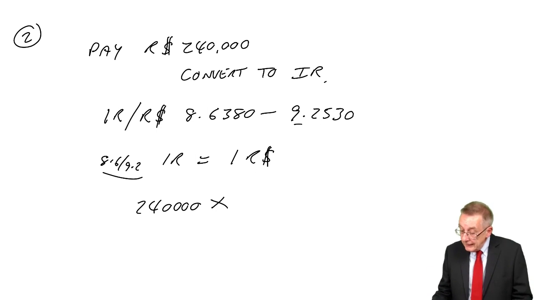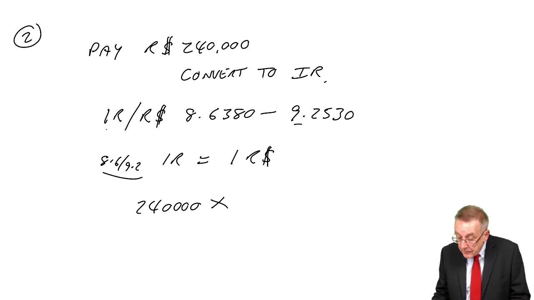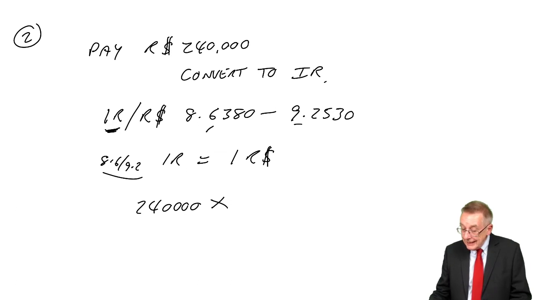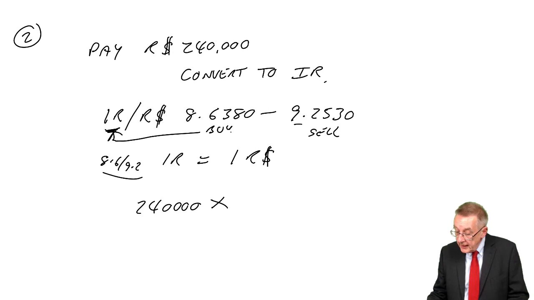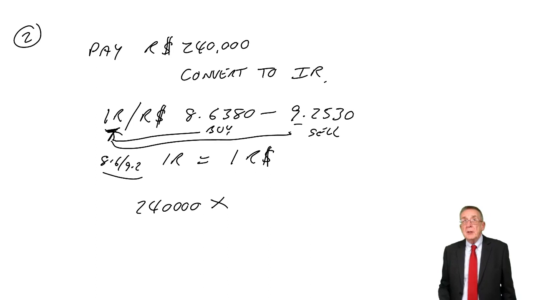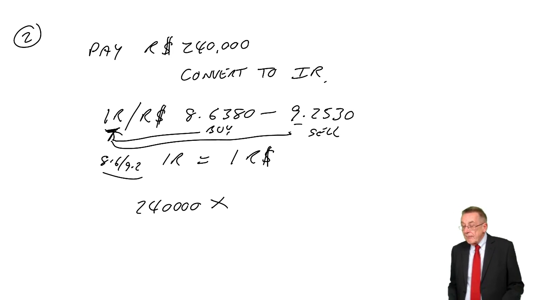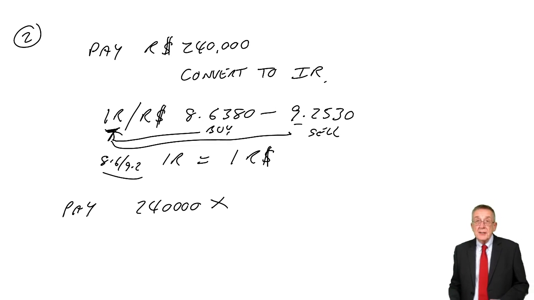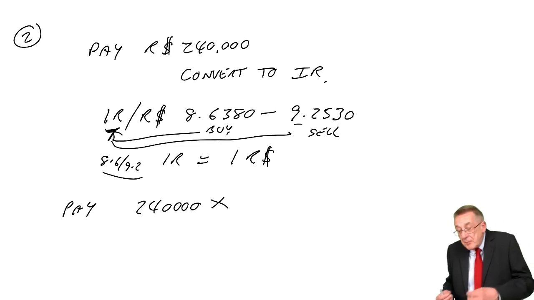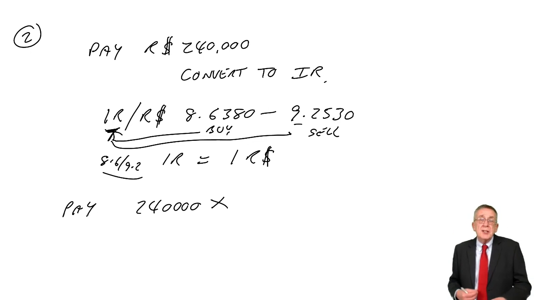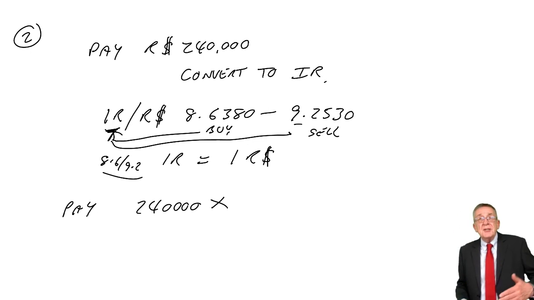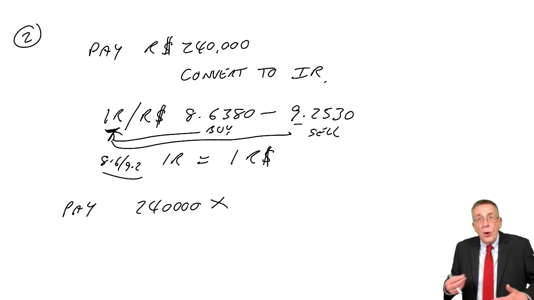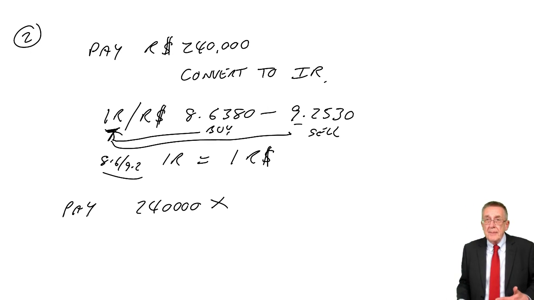Using my rule, if we're buying Indian rupees, we'll use the first rate. If we're selling Indian rupees, we use the second rate. And what are we doing here? We're paying Ruritanian dollars. Therefore, we need to buy Ruritanian dollars. How are we going to be able to buy them? We need to sell Indian rupees in order to buy dollars.